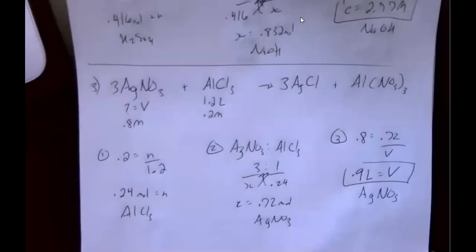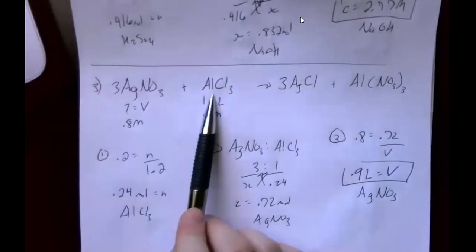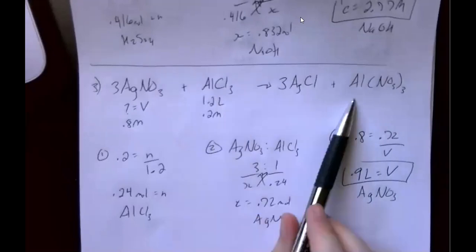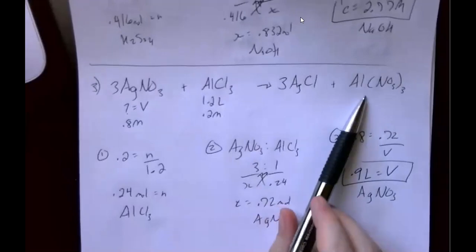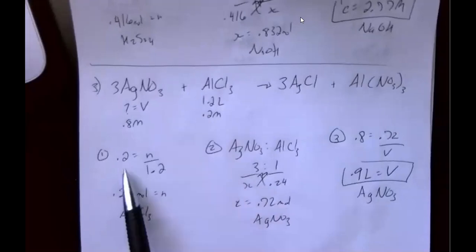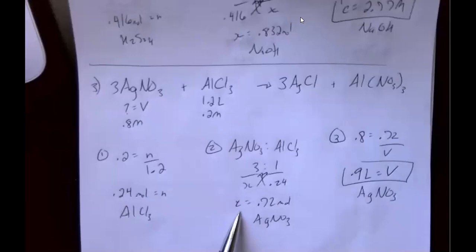Question number 3 said that there was a reaction between silver nitrate and aluminum chloride. That would be a double displacement reaction, so we make silver chloride and aluminum nitrate. And then we were given both the concentration and volume of our aluminum chloride. So we'll start by plugging those into our C equals N over V formula, and we get 0.24 moles of our aluminum chloride. Then we set up a mole ratio between the silver nitrate and the aluminum chloride. It is a 3-to-1 ratio. So you should get 0.72 moles of silver nitrate.